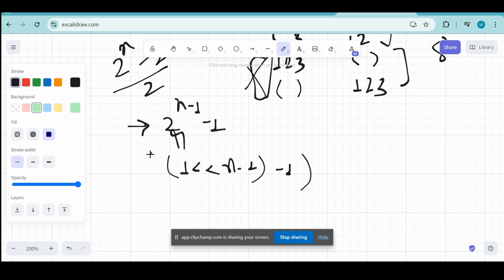And for it to be in the integer range, we have to mod it. Okay, so we have to mod it. This is the corrected solution.